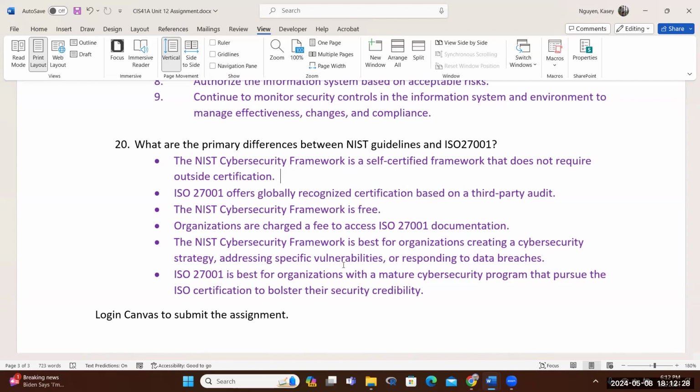ISO 27001 is best for a company that already has a security framework or program in place. And if they want to elevate and get additional certification globally, it is ideal. So for a new company to cybersecurity, we would recommend this, right? And for a company that already has security in place, but wants to heighten their security planning and improvement, we would recommend ISO 27001. Okay, so now you know the difference.